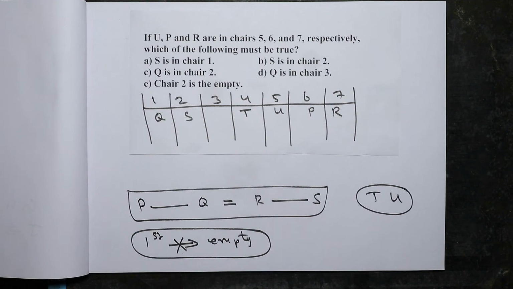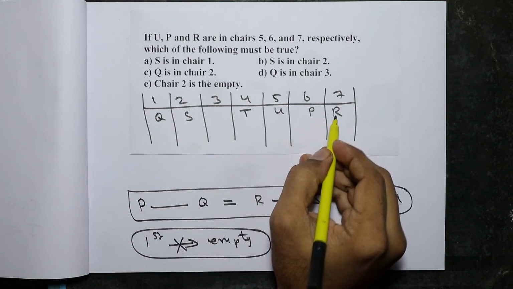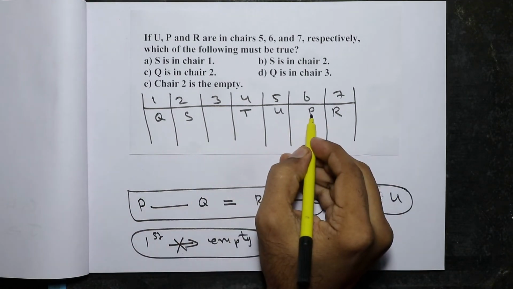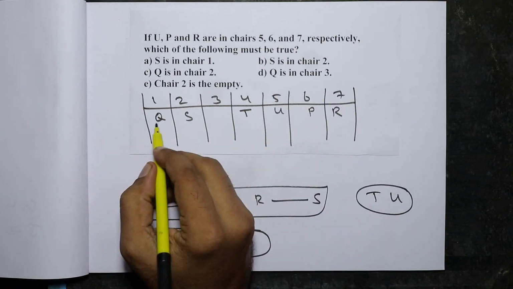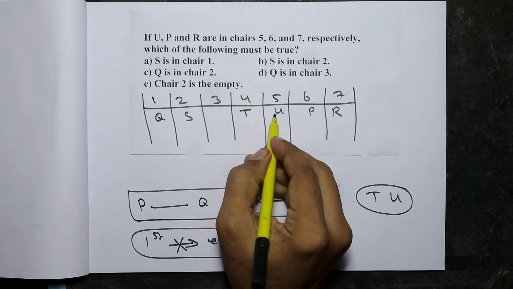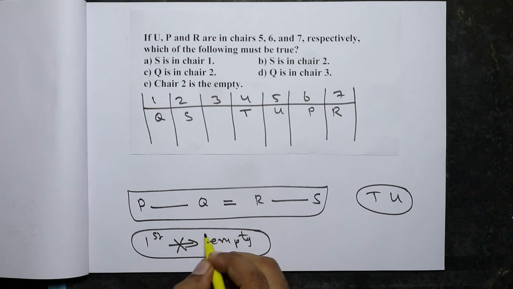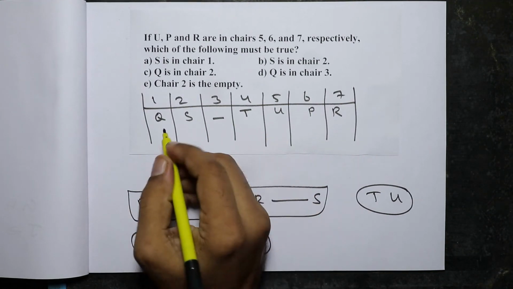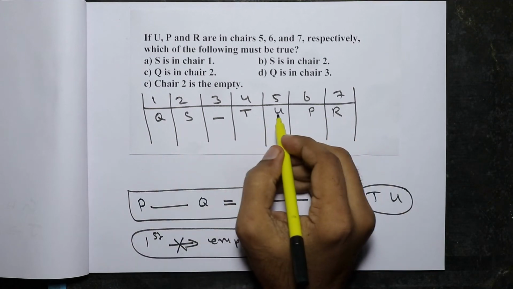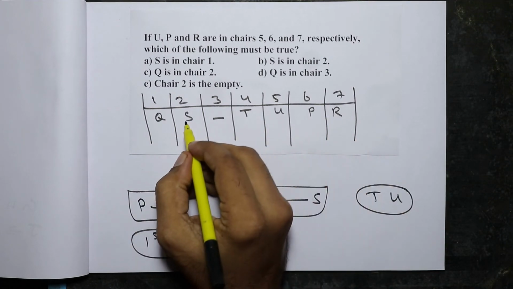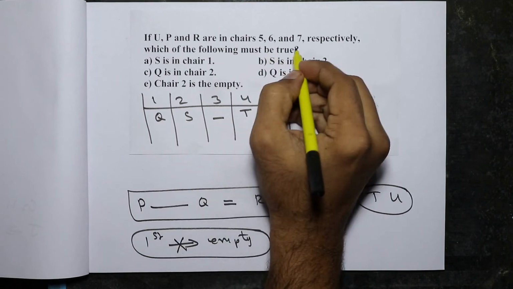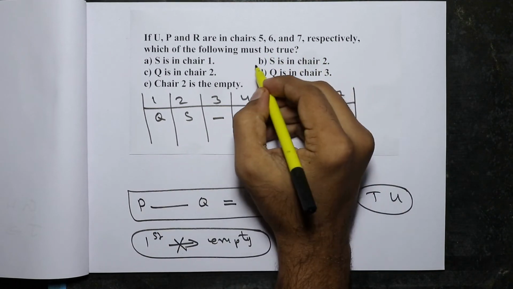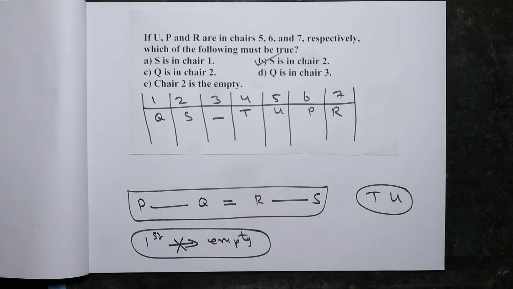Now you can see that the distance from R and S is 1, 2, 3 and 4. The distance from Q and P is 1, 2, 3 and 4. So all the conditions are satisfied and chair number 3 is empty. So only this one arrangement is possible, and you can see that S is in 2. So what must be true is S is in chair number 2. That must be true.